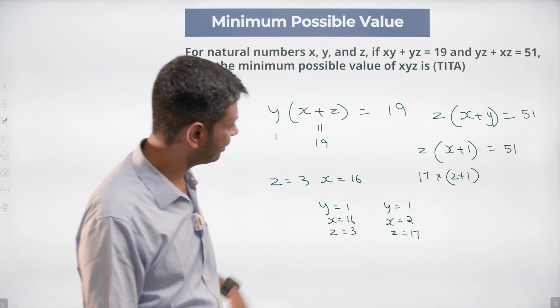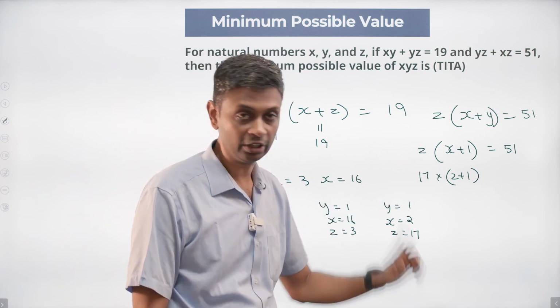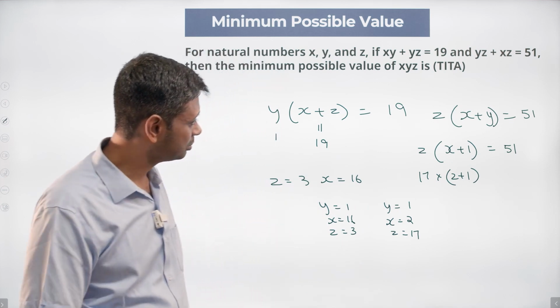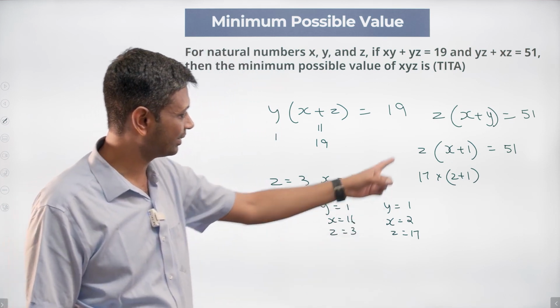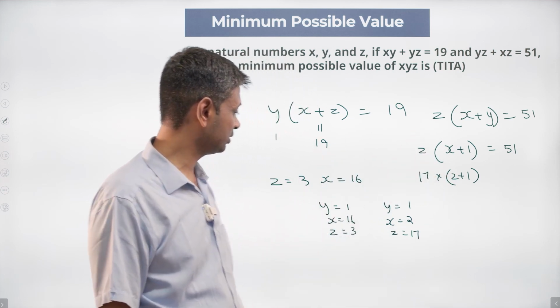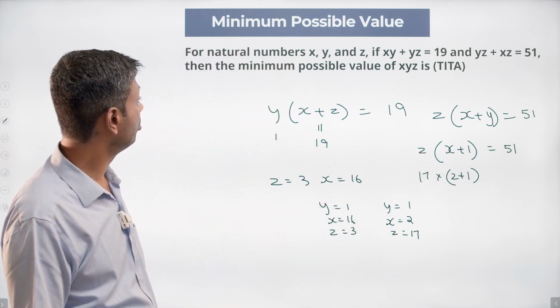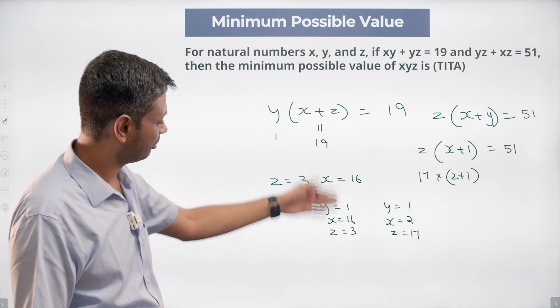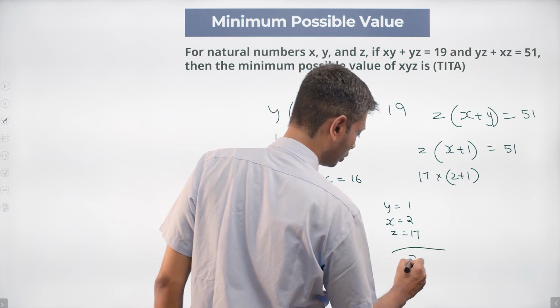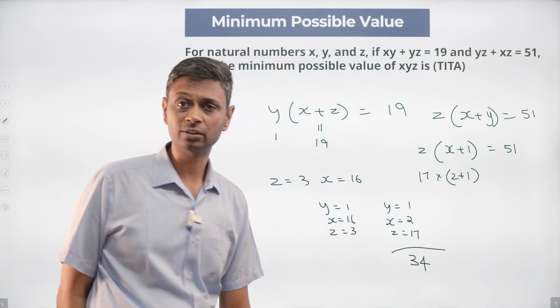So this is 17 into 3 or 3 into 17. Both ways it works. So z is 17, x is 2 could work, or x is 16, z is 3 could work. The minimum possible value of the product of x, y, z: this is 48, this is 34. The product is lower in this case, which is 34. Lovely, done.